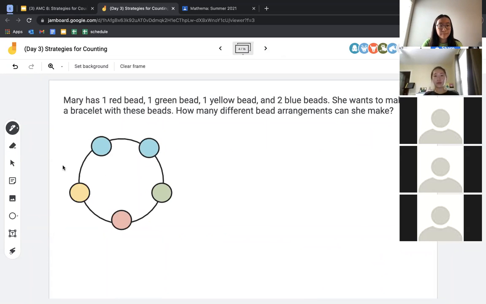Okay, Mary has 1 red bead, 1 green bead, 1 yellow bead, and 2 blue beads. She wants to make a bracelet with these beads. How many different bead arrangements can she make? So remember, a bracelet can be rotated and flipped.